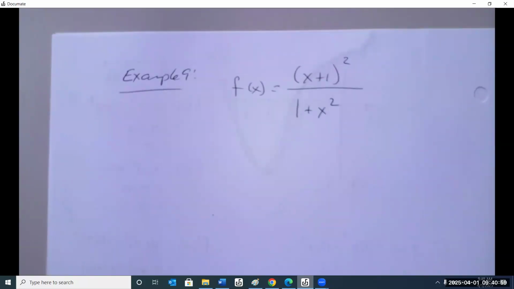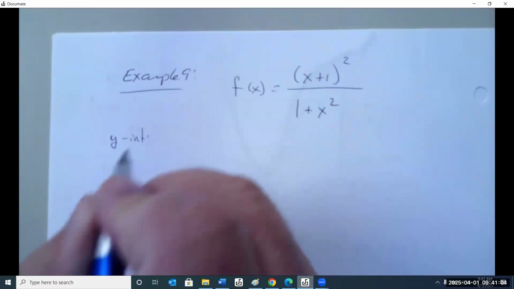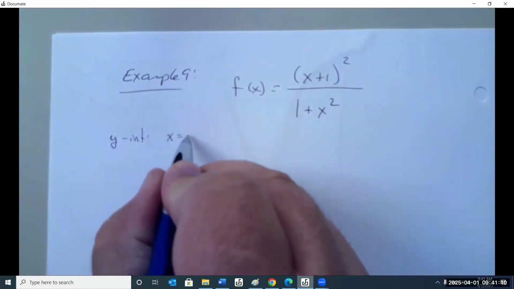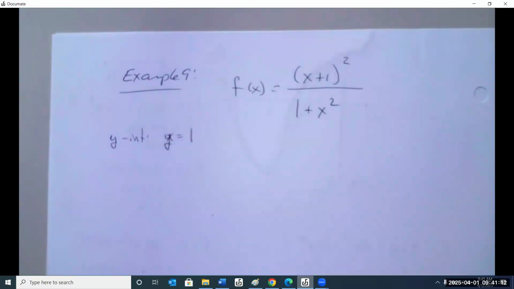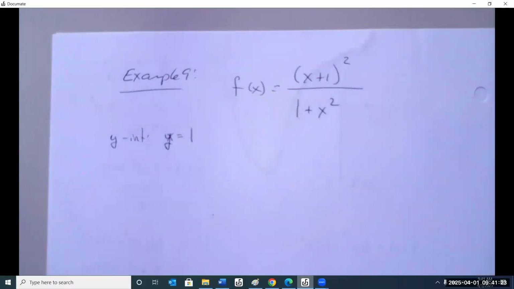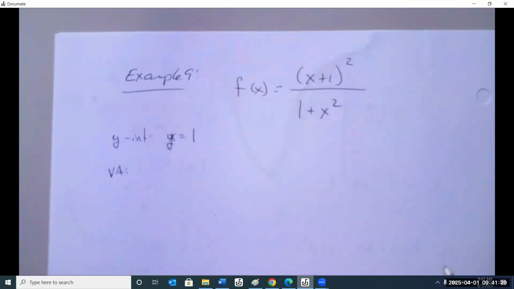What's my y-intercept? The y-intercept is at 1. No. How do you find the y-intercept? Set x equal to 0. So we have 1 squared, which is 1, over 1, which is 1. That's the y-intercept, at y equals 1. Do we have a vertical asymptote? How do you find vertical asymptotes?